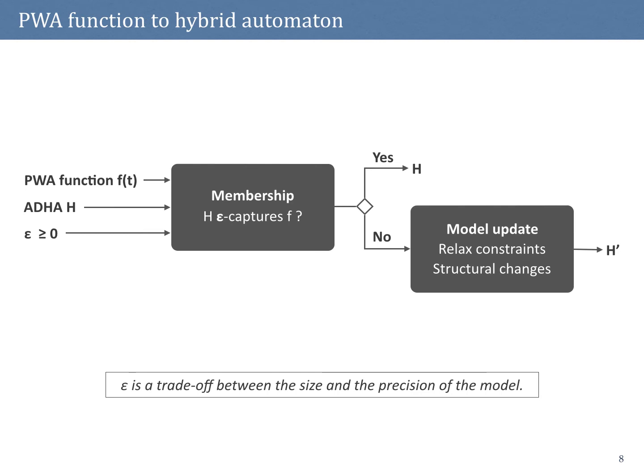The second phase of our algorithmic framework is to construct a hybrid automaton model from a given piecewise affine function f, a model H, and a positive value epsilon.